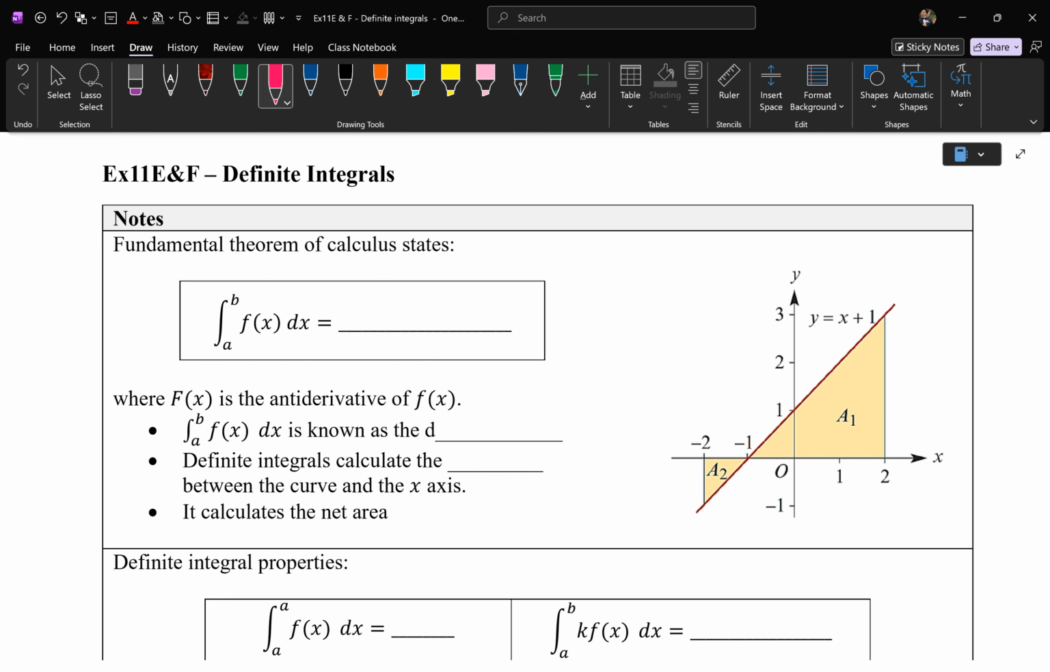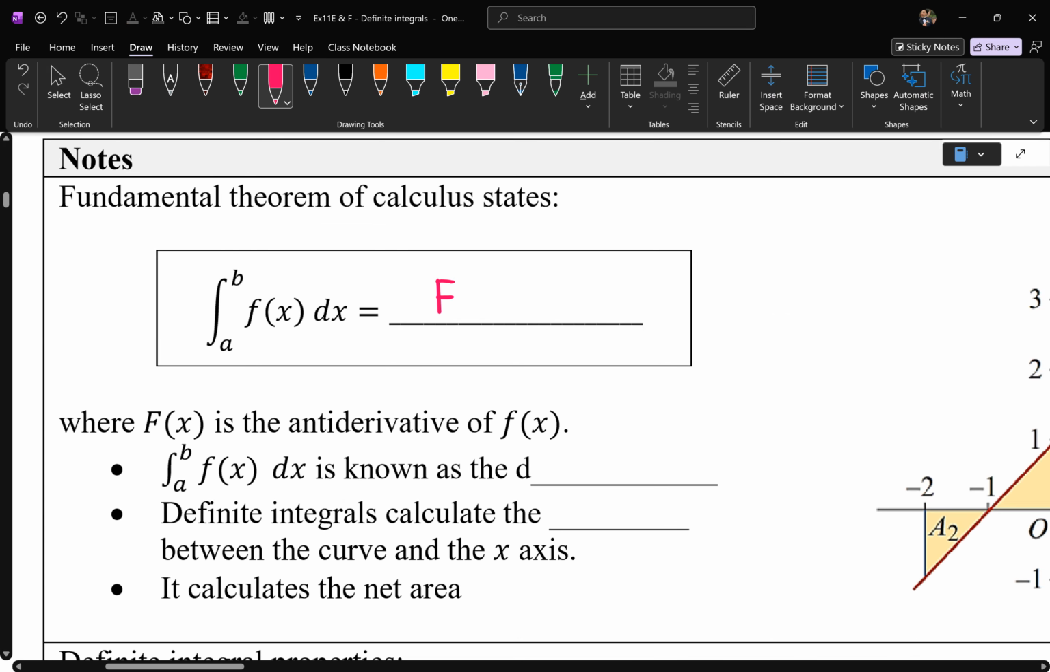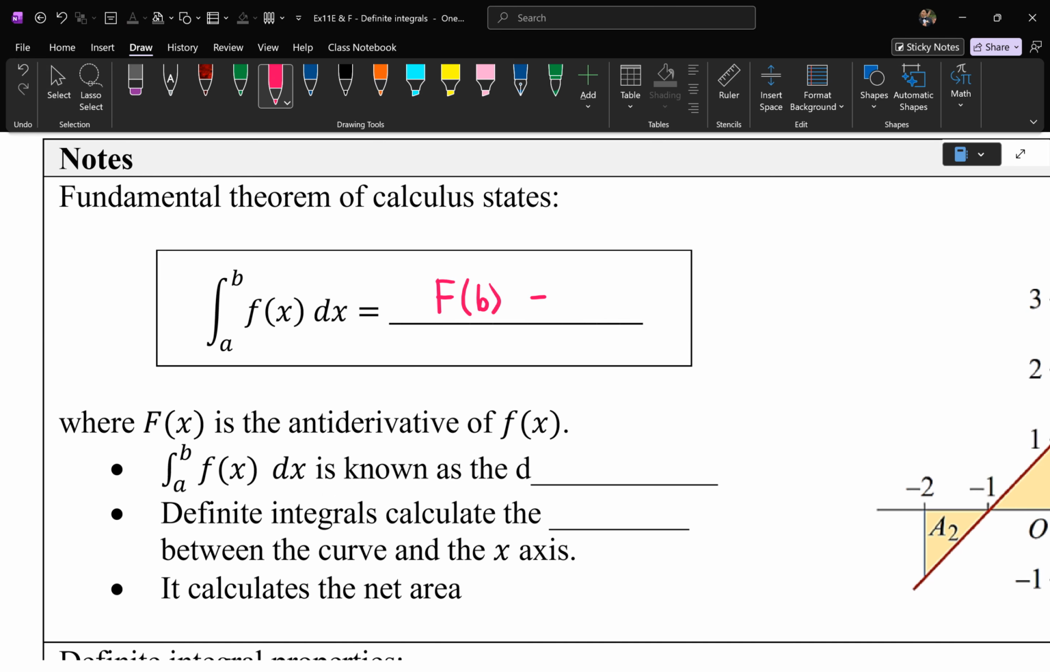So the formula is, if you're antideriving a function between a and b, so a is the smaller value, b is the larger value, then the area can be calculated as, and we write capital F, which I'll explain later, of b subtract capital F of a.